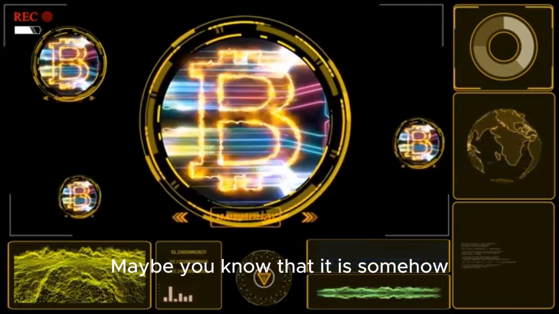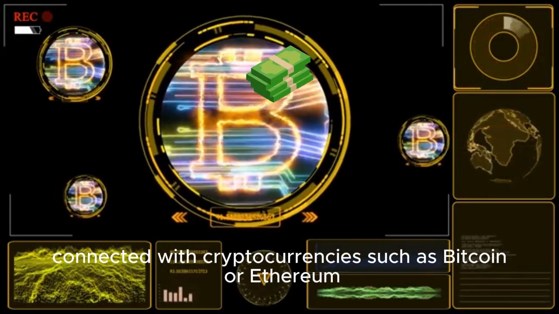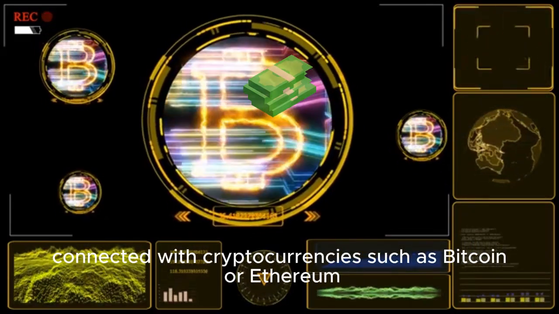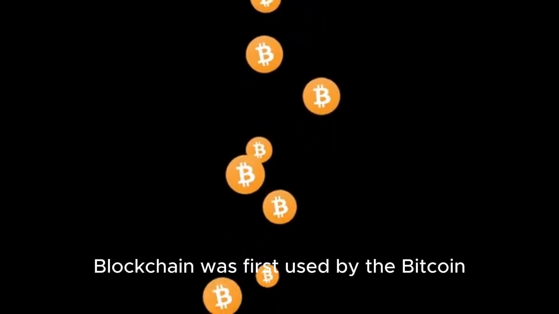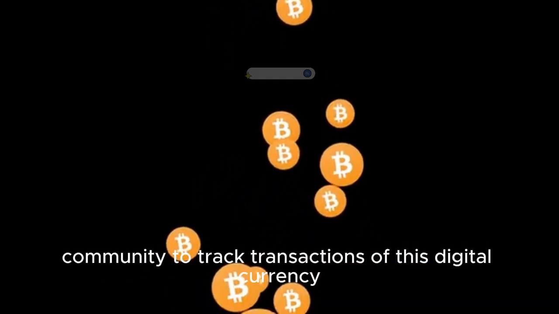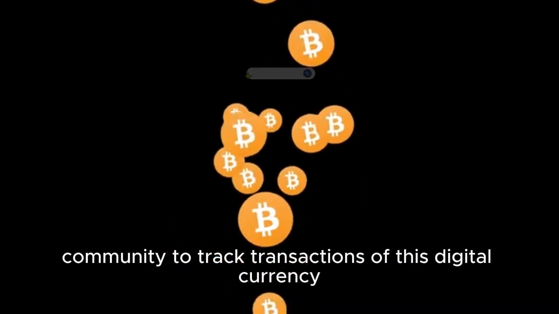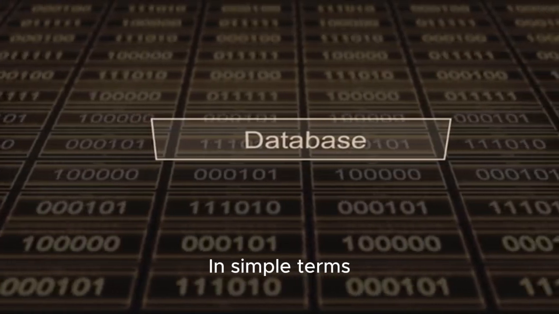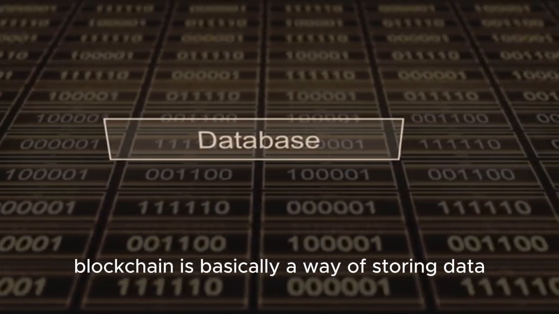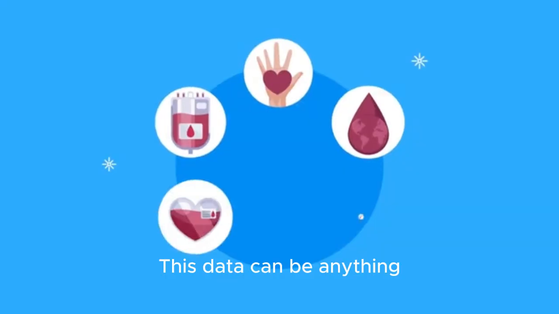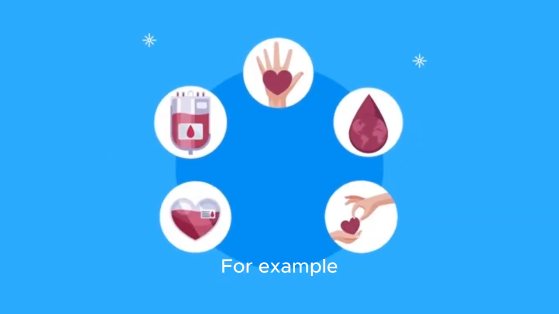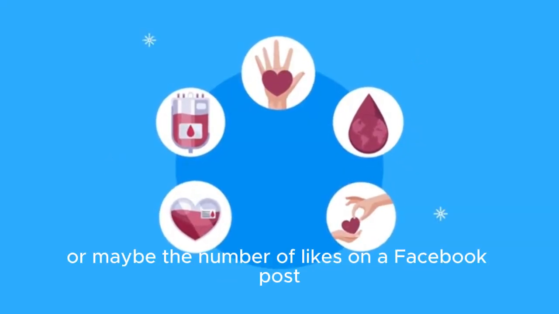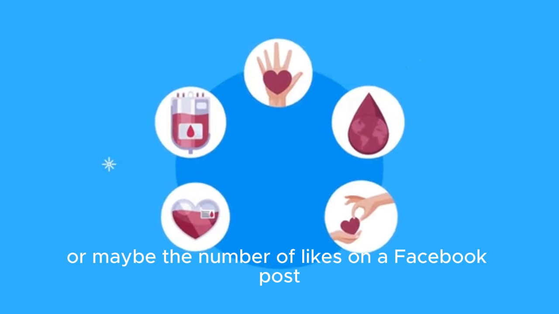Maybe you know that it is somehow connected with cryptocurrencies such as Bitcoin or Ethereum. Well, that is true. Blockchain was first used by the Bitcoin community to track transactions of this digital currency. But what exactly is it? In simple terms, blockchain is basically a way of storing data. This data can be anything. For example, it could be your blood type, or maybe the number of likes on a Facebook post.